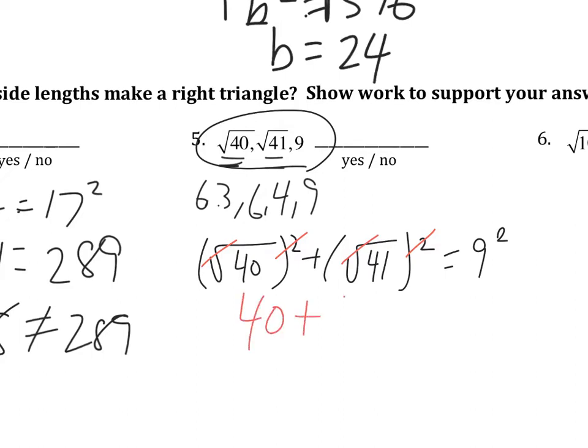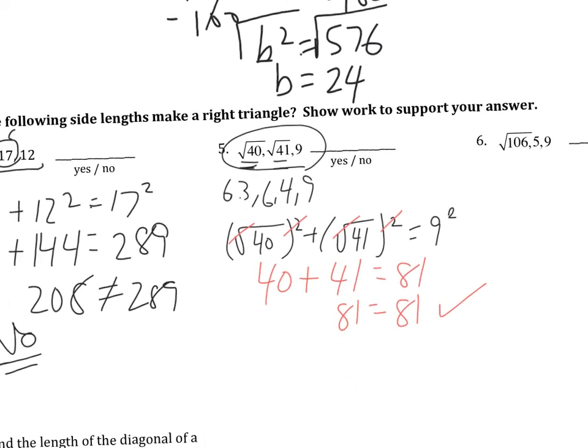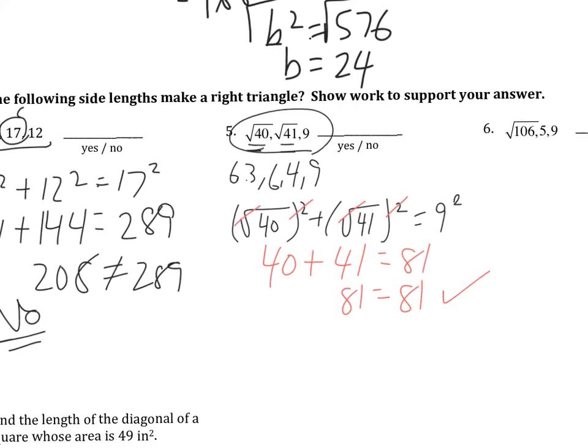Squaring the square root of 41 is 41, and 9 squared is 81. 40 plus 41 is 81. 81 equals 81. That's a true statement. And so it is a right triangle. Well, I broke my promise a little bit there. I did the whole problem for you. Lucky you. You have to do number 6, though.